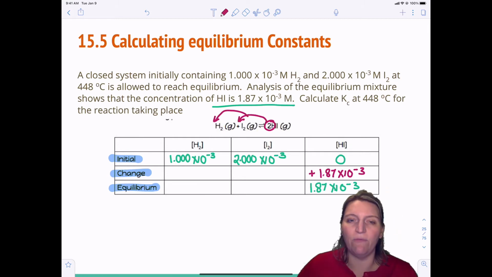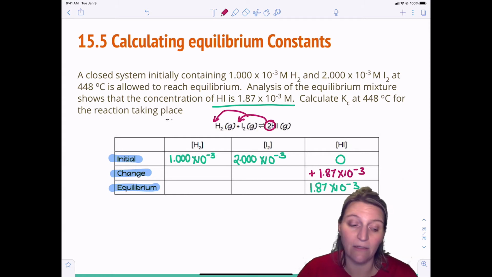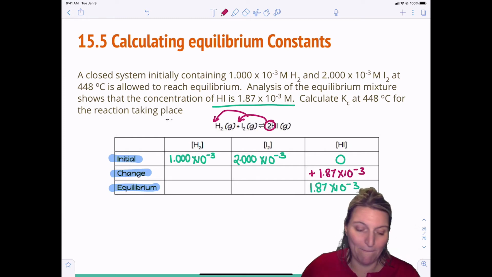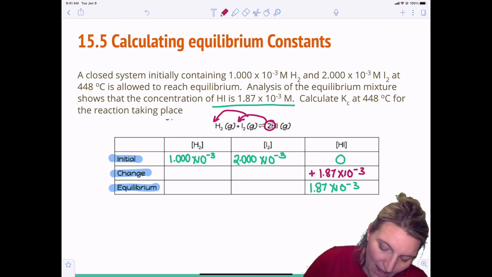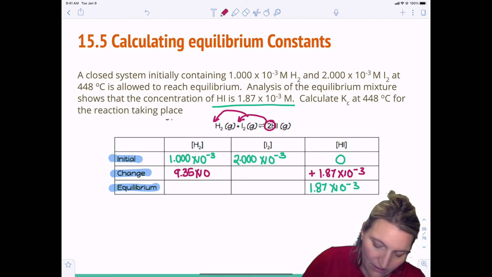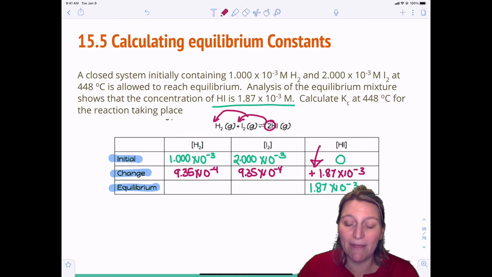And if I look at the ratio of the coefficients, it looks like the HI gets made at twice the rate of the H2 and I2 disappearing. So what that means is that the I2 will go down at half the rate. For every HI that gets made, half the amount of I2 gets used. So I take 1.87 times 10 to negative 3, divide that by 2. And that is 9.35 times 10 to the negative 4.